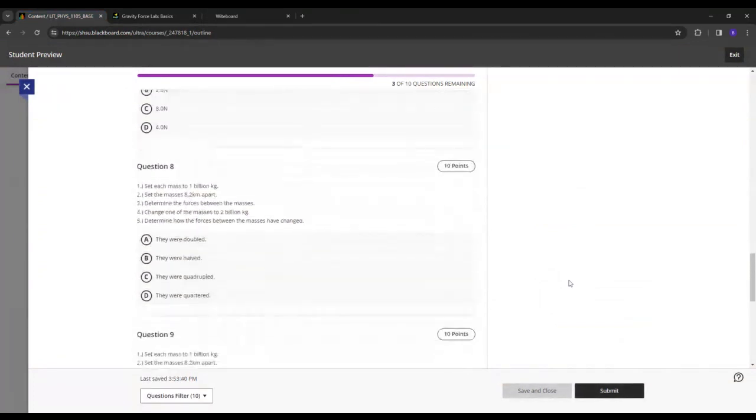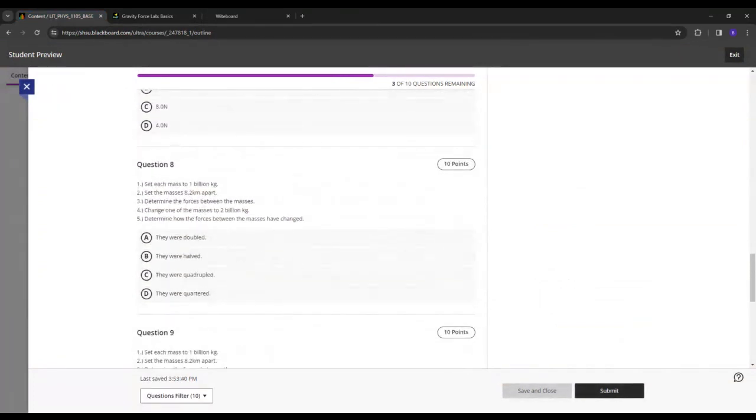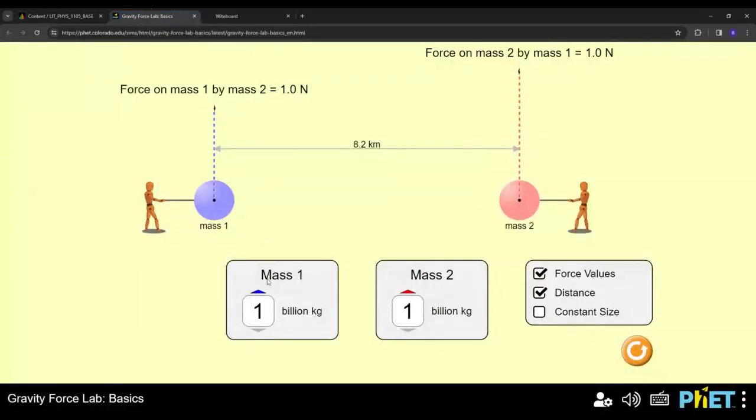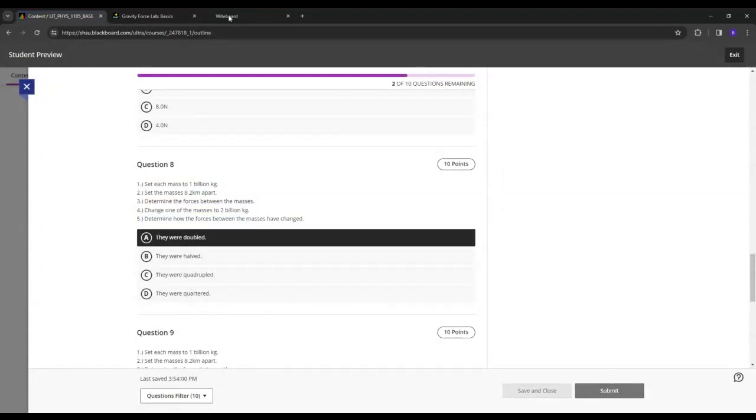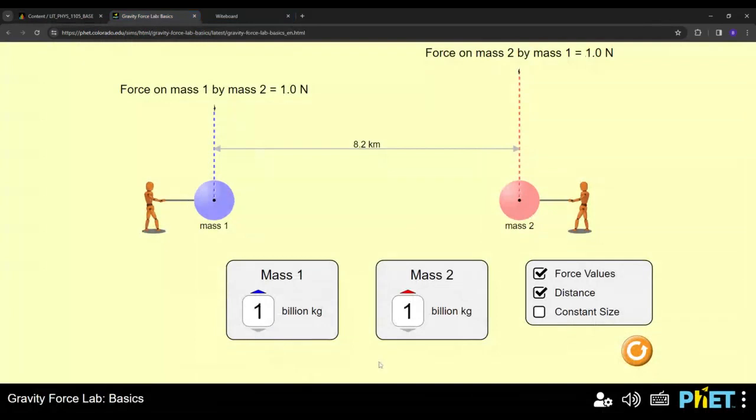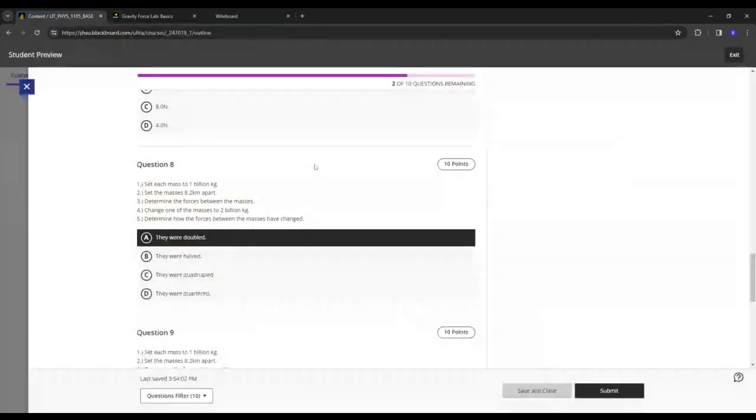Okay, so now we want to make some changes. We want to change one of the masses to 2 billion kilograms. So let's take this blue one and double the mass, right? So from 1 billion to 2 billion. Notice that it was 1 Newton for the original answer, and now it's 2 Newtons. So if it's twice as big, then the way we can describe that is to say that it doubled. Then I want to reset it so I don't accidentally ruin this for the next step.